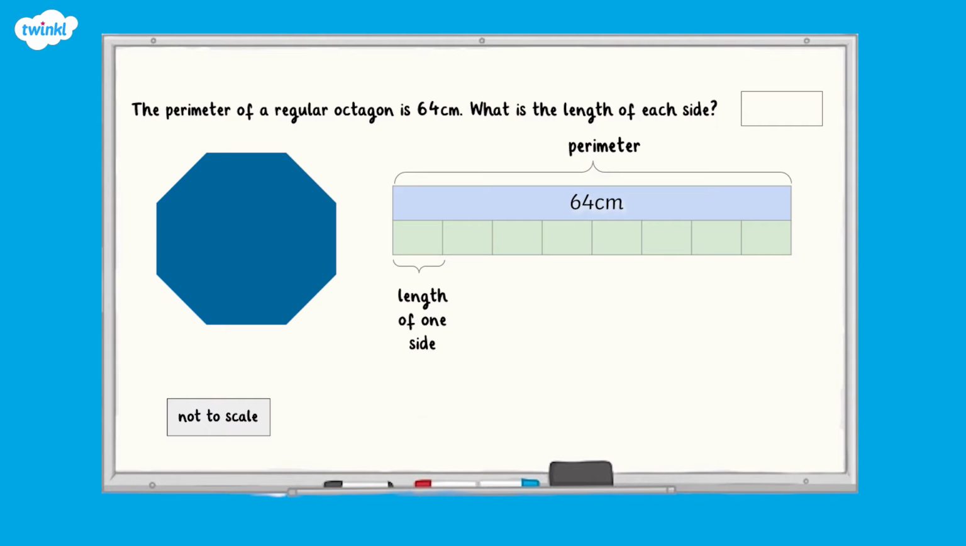If our shape was a regular octagon, we would divide the perimeter by 8 to find the length of one side, because an octagon has 8 sides of equal length. The perimeter of this regular octagon is 64 centimeters, so each side is 64 centimeters divided by 8, which is 8. Therefore, the length of each side of our octagon is 8 centimeters.